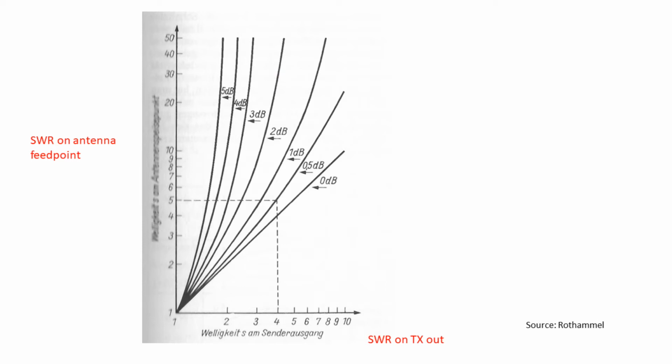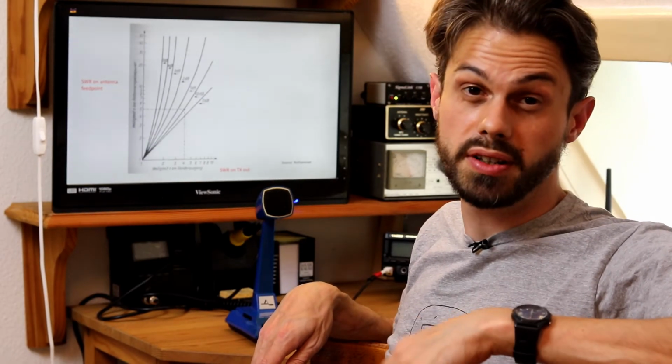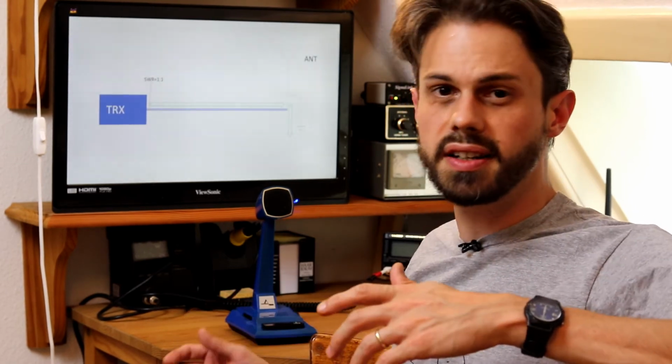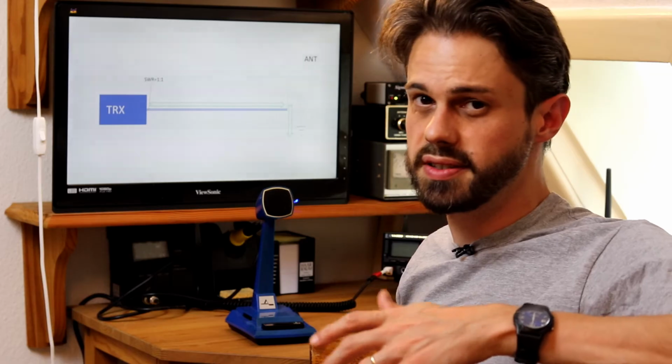Another example, if you have an SWR of 2 at the transceiver end and you have a line loss of 2 dB, you'll have an SWR of 4 to 1 at the antenna end. So that's really something to keep in mind, especially if you operate on higher frequencies or if you have a very long feed line.